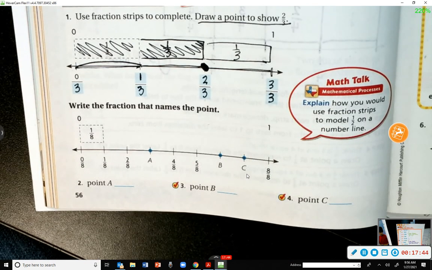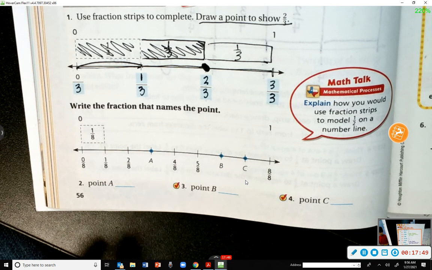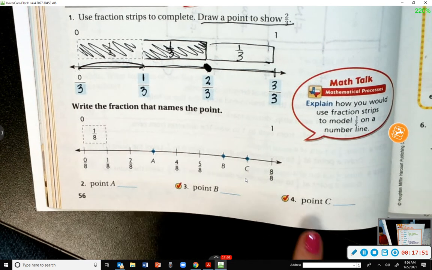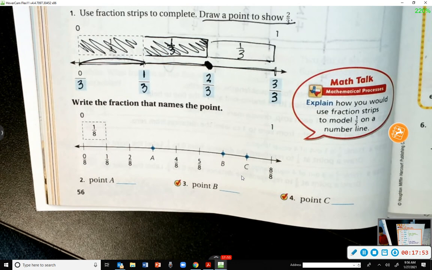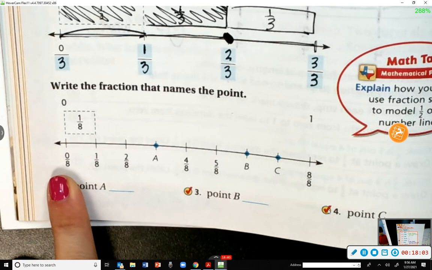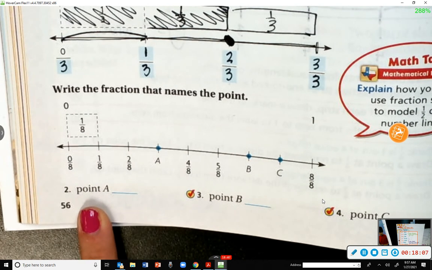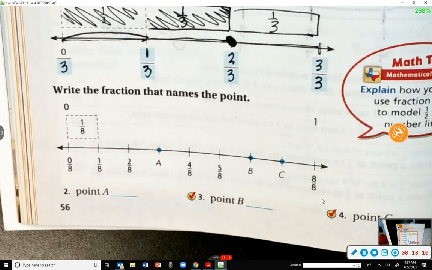Okay, number 2. This time, the number line is split into how many pieces without even counting? 8. Good. I know it's cut into 8 equal pieces because the denominator is 8. Okay? So now, let's figure out what point A should be. I want you guys to try that and raise your hand when you have your answer. Point A. What fraction would go there?